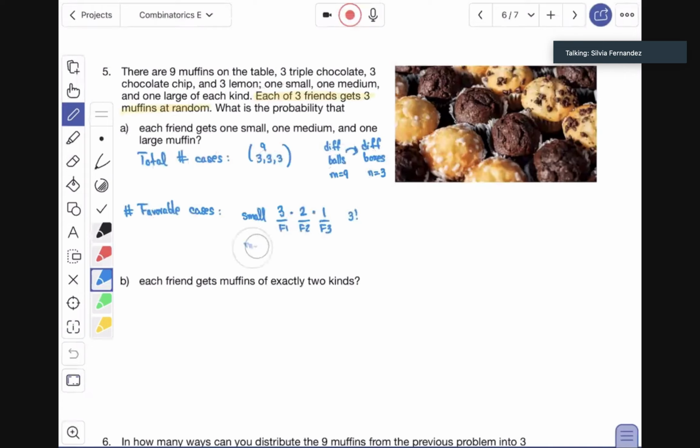And it's going to be the same for medium, and it's going to be the same for large. 3 factorial and 3 factorial. So the number of favorable cases is equal to 3 factorial cubed. And so the probability for this problem is just 3 factorial cubed over 9 choose 3, 3, 3.